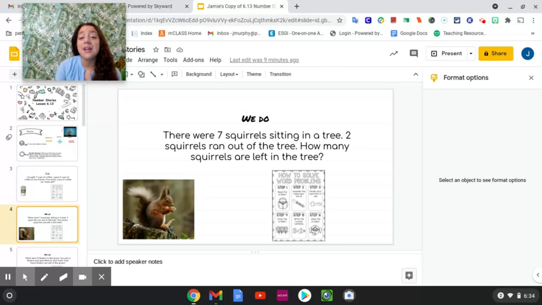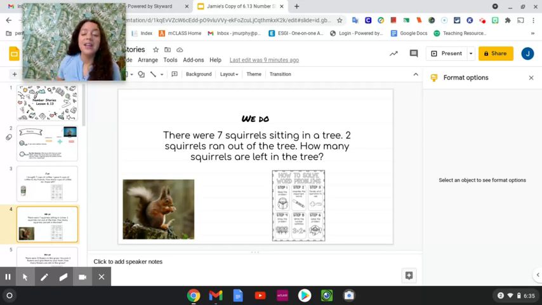All right, step 2, we have to think of important words. I'll read it one more time. There were 7 squirrels sitting in a tree. 2 squirrels ran away out of the tree. How many squirrels are left? You're right. You heard those words, ran out or ran away. That means we're taking away. Can you say take away?